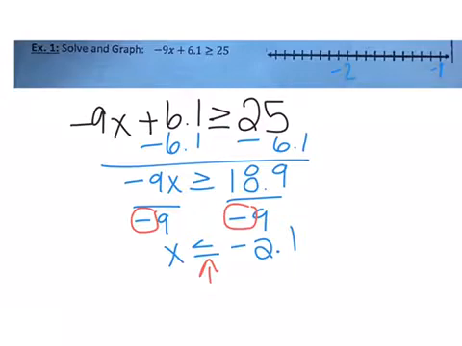So I'm going to have negative 2 1/10. So you're going to go ahead and graph it to the left of negative 2, and you're going to go one space. It's going to be a closed circle because it is less than or equal to, and your line is going to point to the left because it's less than.